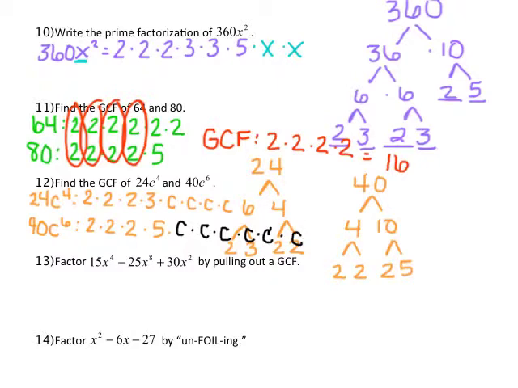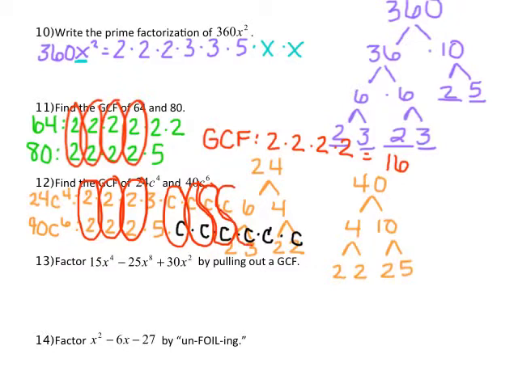Okay, and then I want to look for what these two prime factorizations have in common. It looks like there's a 2 and a 2 and a 2, and then 1, 2, 3, 4 C's that they have in common. So I've got 3 2's and 4 C's.